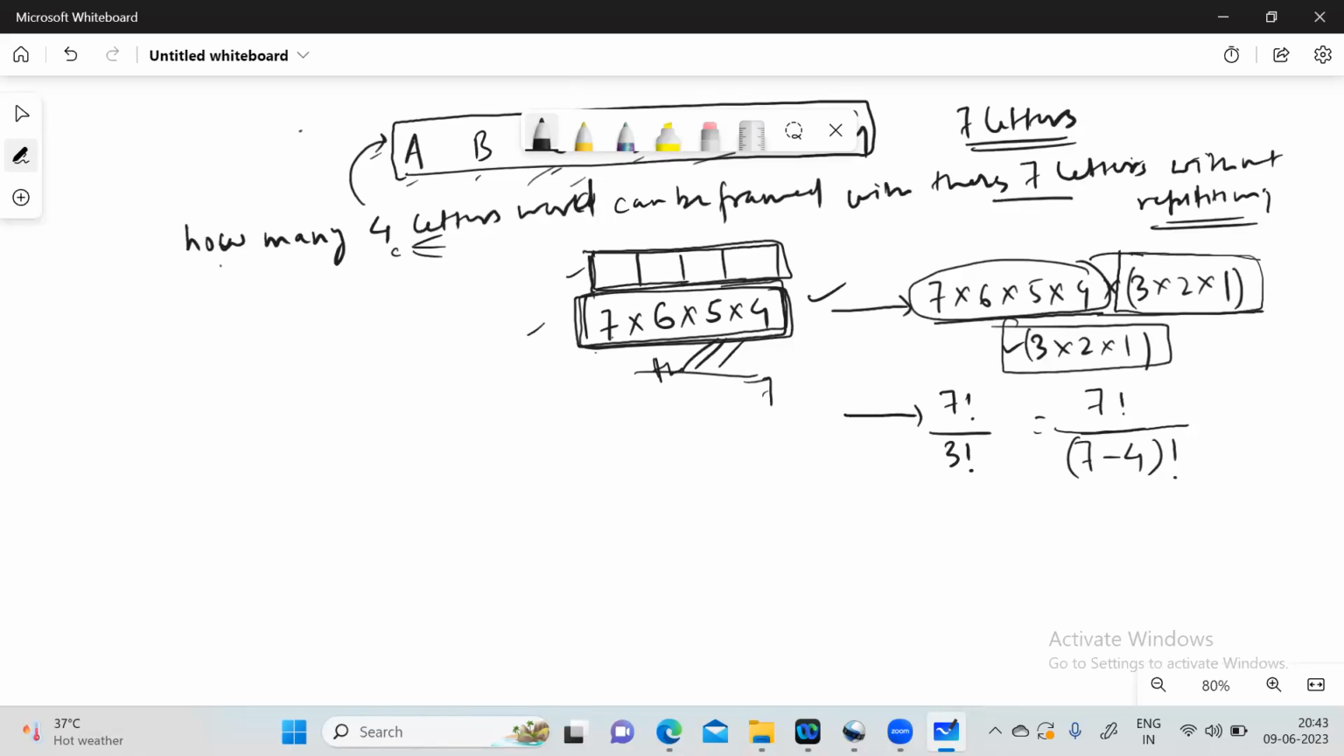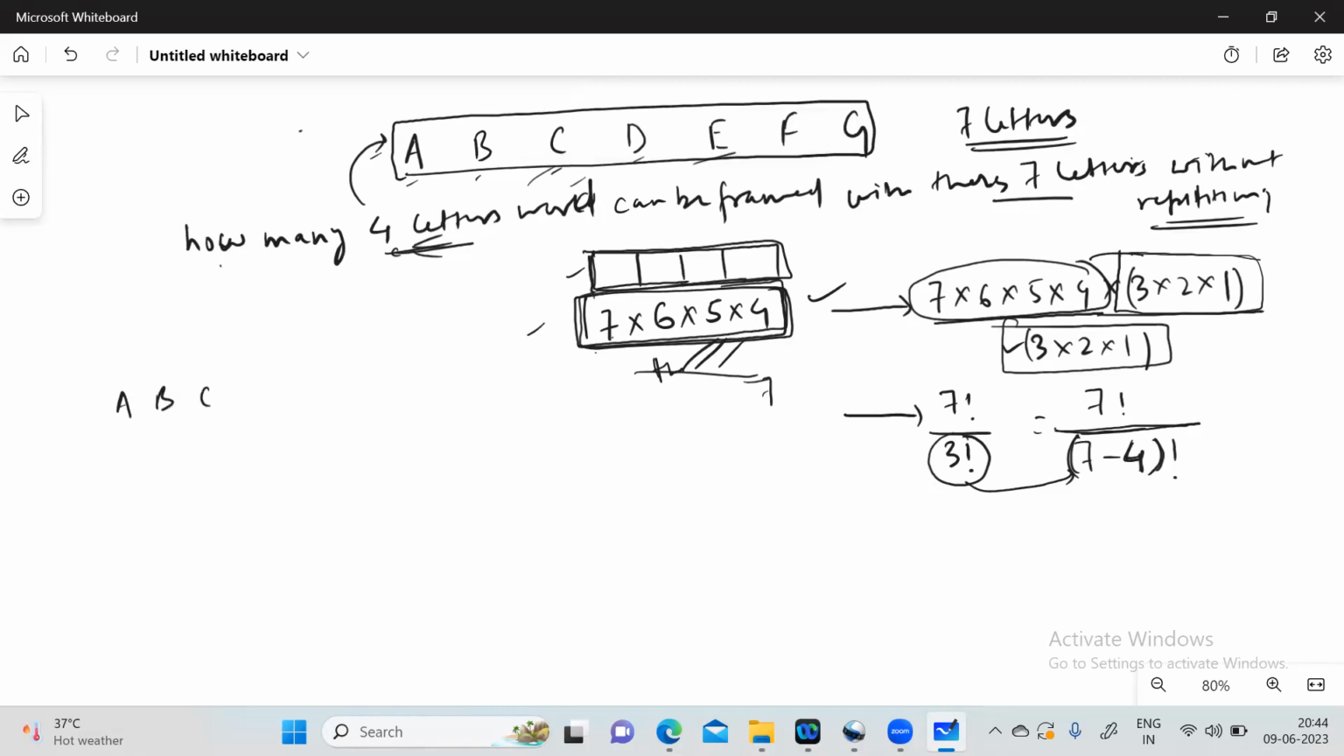And then what I did, since we got this 3 factorial just because we had to take 4 letters, I subtracted it from 7. So 3 factorial, I represented it as 7 minus 4 factorial. Is it okay now? Yes, sir.